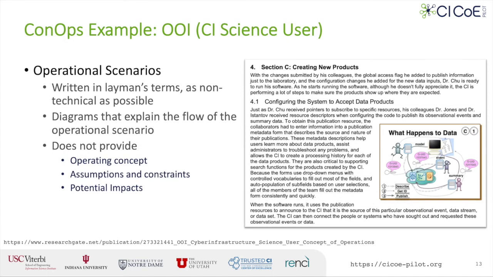As I mentioned in the previous slide, they divide these ConOps into 4 different operational scenarios. This is just an example of one of them, which is completely easy to follow, as non-technical as possible, and provides diagrams that are quite straightforward in explaining the flow of the operational scenario. However, they do not provide the operating concept, the assumptions and constraints behind, and the potential impacts, which is fine here because again, they are targeting science users, one specific kind of user. But in your ConOps, if you are combining different stakeholders, you might want to go into a little more detail.